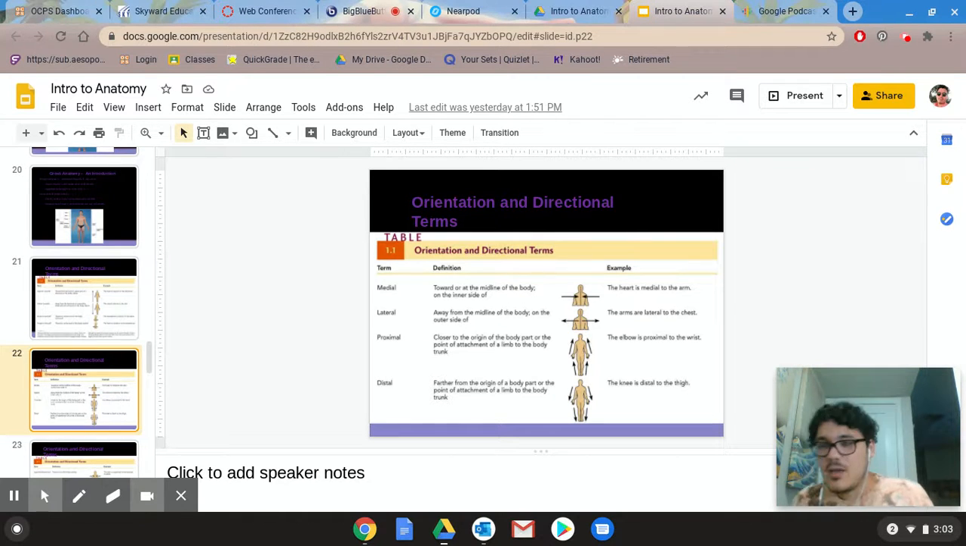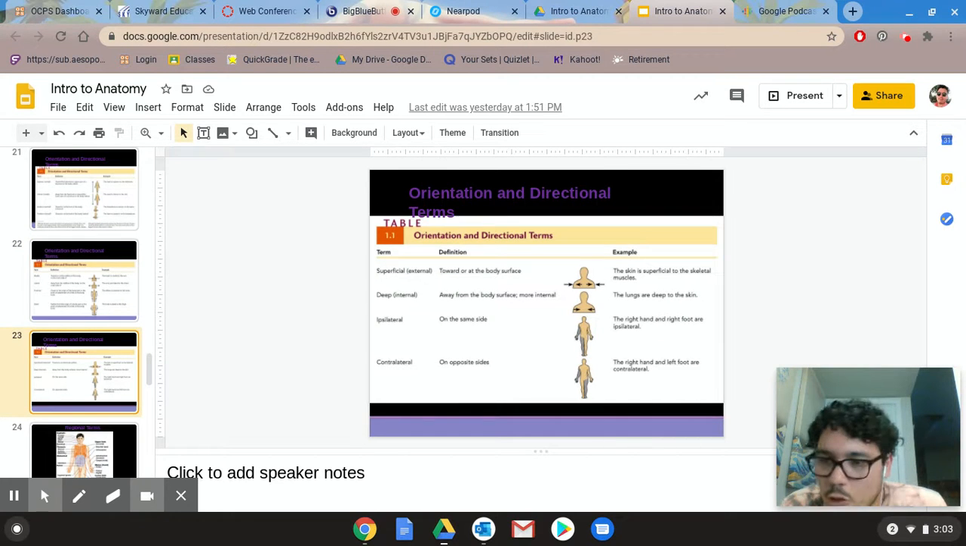to the thigh. Again, when we do skeletal system, I'll explain more about proximal distal because those terms are pretty influential to skeletal system. But for now, I'm fine with just understanding it's close or far. Proximal means close, distal means far.